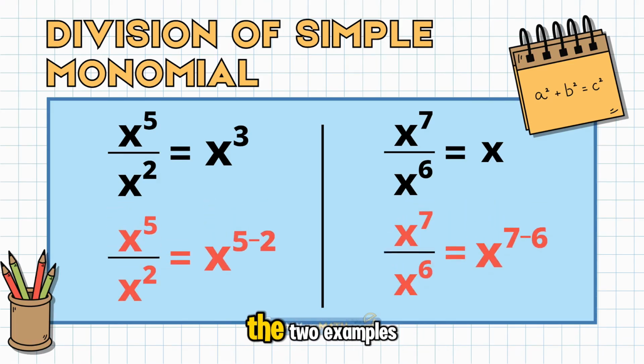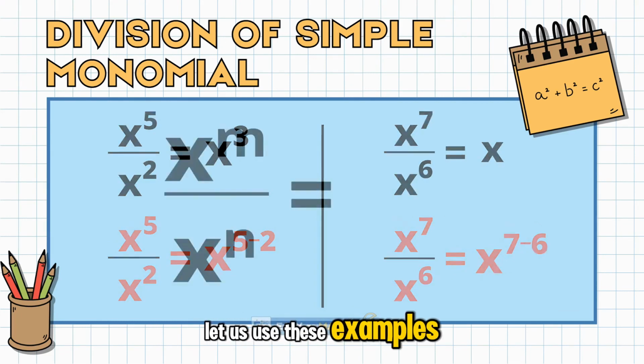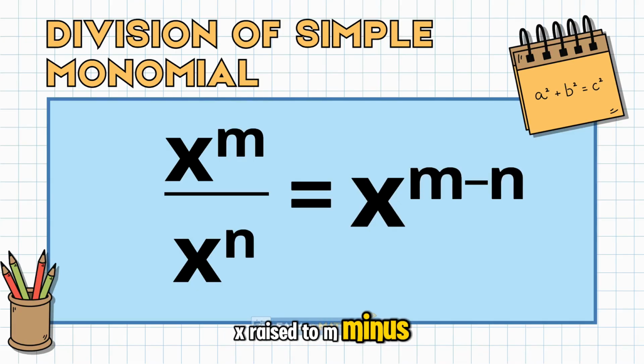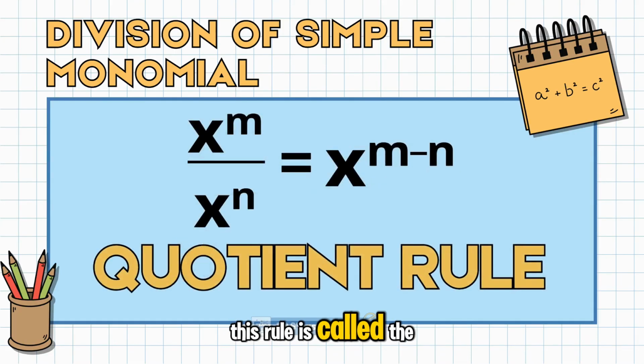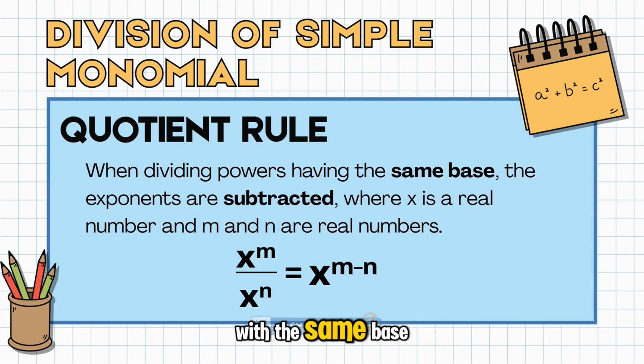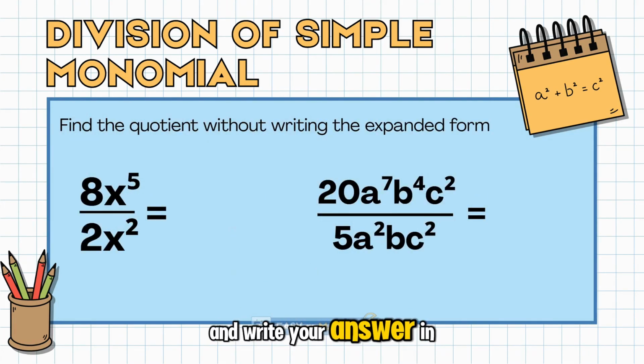Based on our answers in the two examples, what rule or formula can we conclude when dividing powers with the same base? Let us use these examples to formulate a rule. x raised to m divided by x raised to n is equal to x raised to m minus n. This rule is called the quotient rule. The quotient rule states that when dividing powers with the same base, subtract the exponent in the denominator from the exponent in the numerator and keep the base unchanged. Let's try a few examples. Pause the video and write your answer in the comment section.